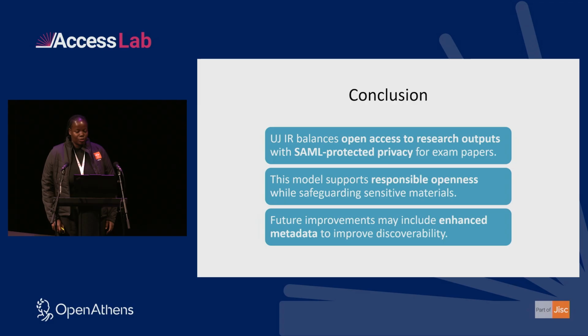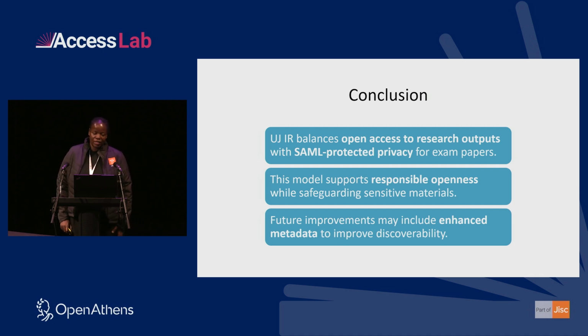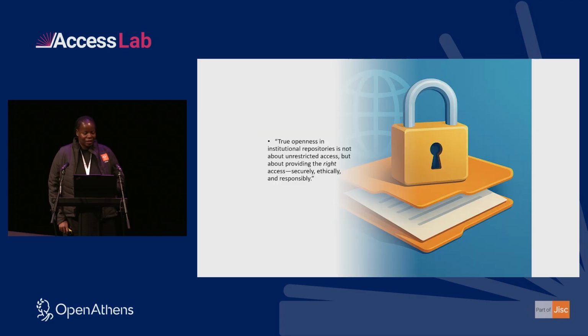The future improvements that we may have might be to change some of the metadata that we have on our institutional repository, which we are working on. But so far we are happy with the basics that we have started with, and it's yielding the best results because we haven't had any issues ever since. So in conclusion, true openness in the IR is not only about unrestricted access, but it's also about providing the right access securely, ethically, and responsibly. So thank you. Are there any questions?